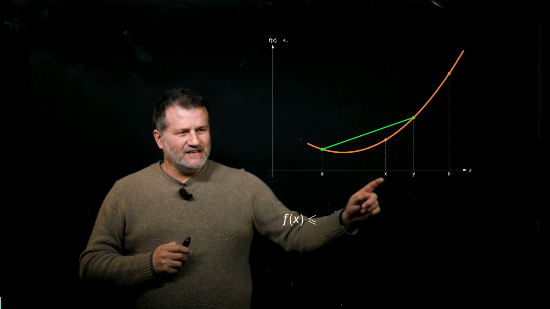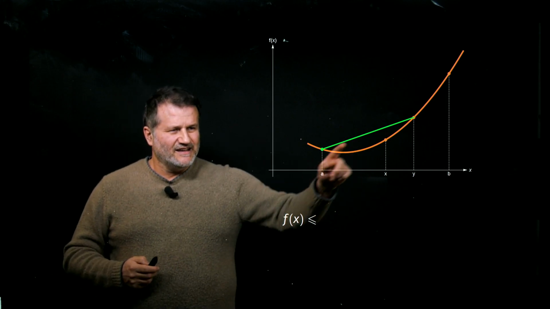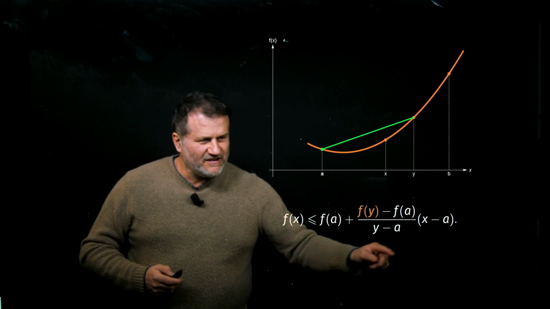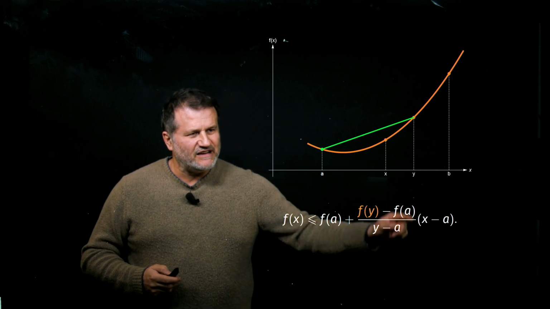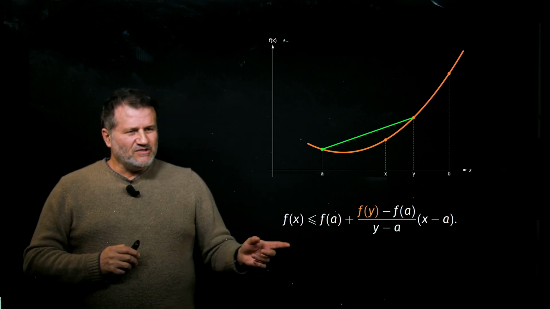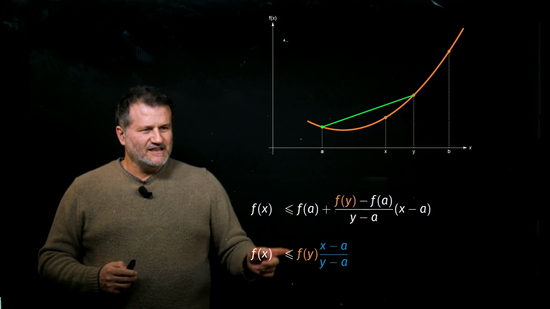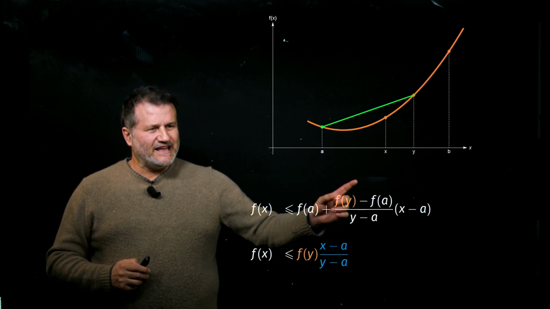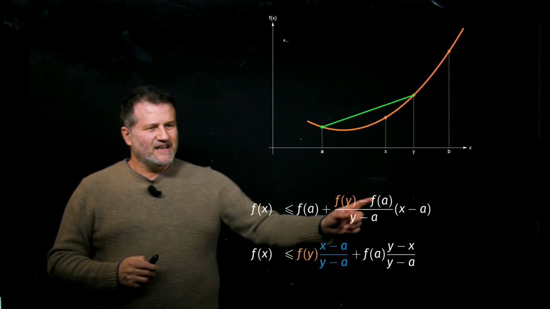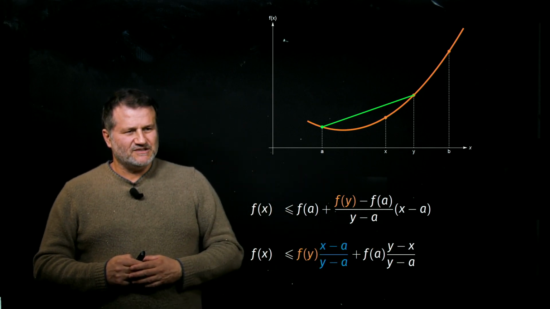So now the point x is between the initial and final point, so f(x) will be less or equal than the corresponding quote on this green segment that you can easily see. It is f(a) plus the angular coefficient, which is now (f(y) minus f(a)) divided by (y minus a), times (x minus a). Now we want to use this second formulation to isolate f(y). So we rewrite this saying that f(x) is less or equal than f(y) multiplied by (x minus a) divided by (y minus a), plus f(a) multiplied by the coefficient (y minus x) divided by (y minus a).